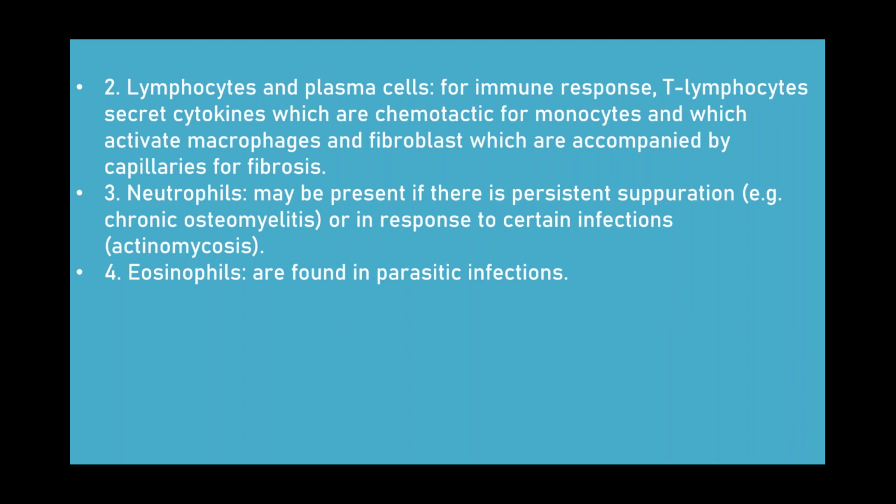Lymphocytes and plasma cells are there for immune response. T lymphocytes secrete cytokines, which are chemotactic for monocytes, which activate macrophages, and fibrogenic factors, which are accompanied by capillary proliferation and fibrosis. Neutrophils may be present if there is persistent suppuration, as in chronic osteomyelitis, or in response to certain infections, and finally eosinophils are found in parasitic infection.